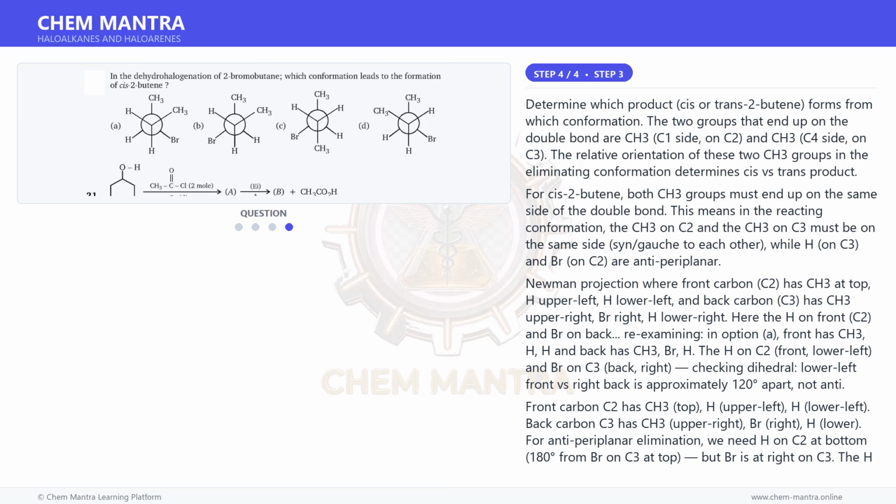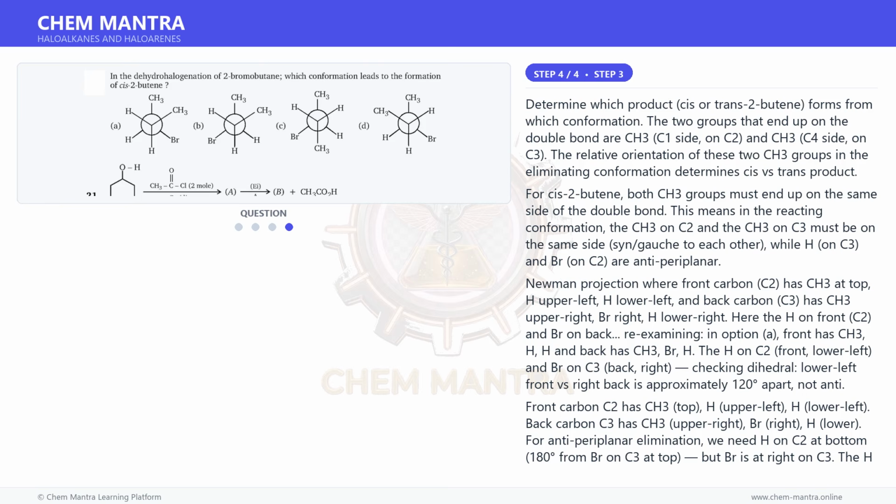Newman projection where front carbon, C2, has CH3 at top, H upper left, H lower left, and back carbon, C3, has CH3 upper right, Br right, H lower right. Here the H on front, C2, and Br on back. Re-examining in option A, front has CH3, H, H and back has CH3, Br, H.